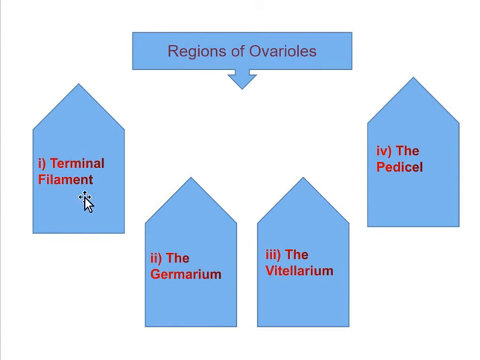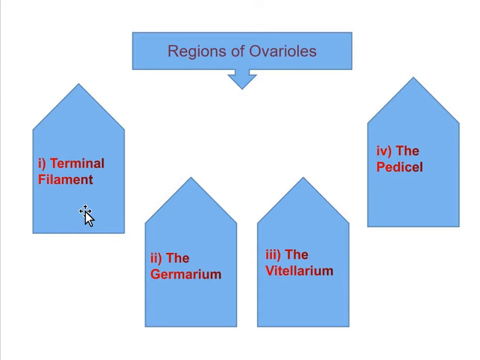Here the terminal filament is separated from the germarium by a transverse septum, and it is mostly an apical prolongation of the peritoneal layer and contains a mass of nuclei with scanty cytoplasm. So, this is about the terminal filament.